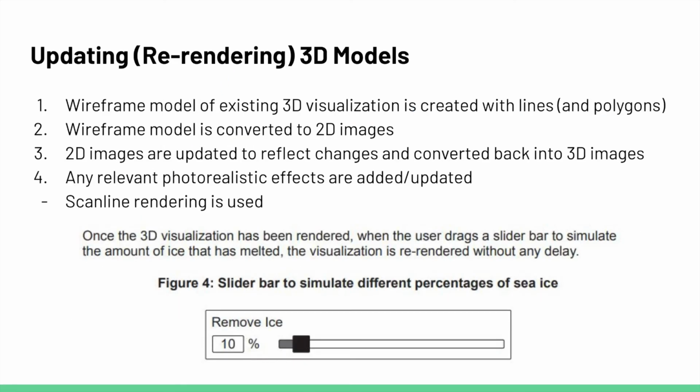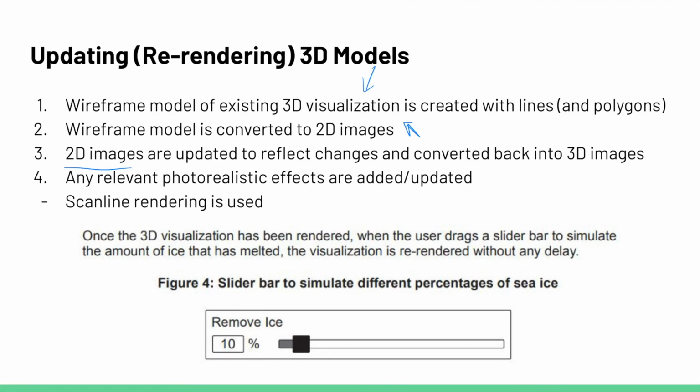Now, sometimes we might have to dynamically re-render a 3D model, and wireframe models can be useful for this. So basically we can take the existing 3D visualization and convert it to a 2D image. But these 2D images can be easily updated and converted back into 3D images. Actually, let me just go over that process again.